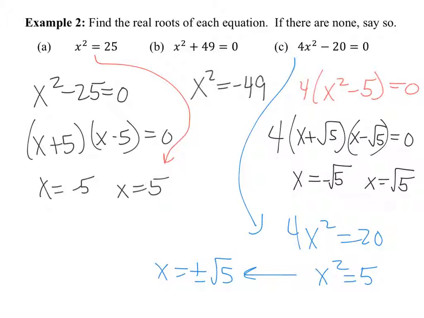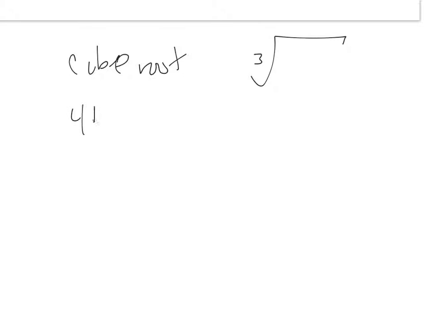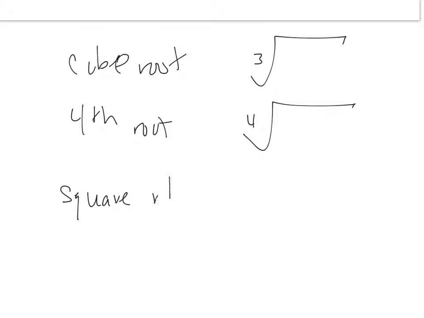Let's start by asking this question. A cube root looks like this, right? Agreed? A fourth root looks like this. So, what's the deal with a square root? Why does it just look like this?